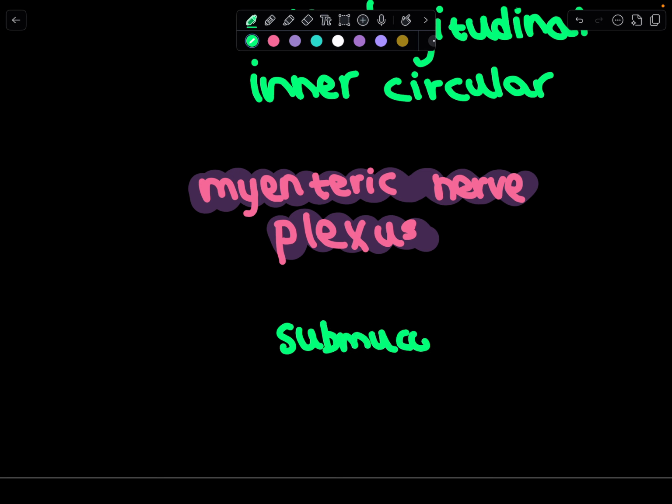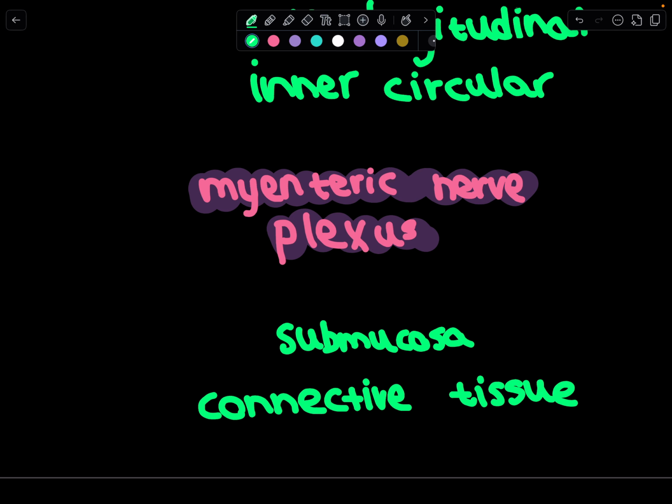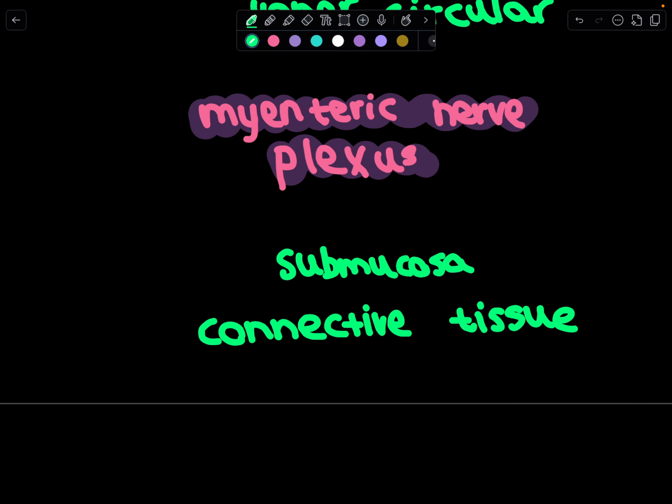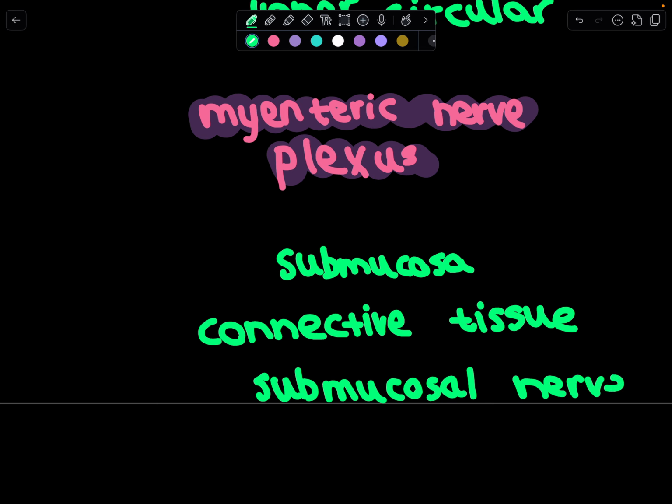The submucosa is a layer of connective tissue in the GI tract wall that sits between the mucosa and muscularis externa, providing structural support and linking these layers. It houses the submucosal nerve plexus, part of the enteric nervous system, which regulates local secretions, blood flow, and some motility functions, like coordinating with the myenteric plexus to fine-tune intestinal contractions. Want to dive into how the submucosal plexus affects motility, or move to the mucosa layer next?